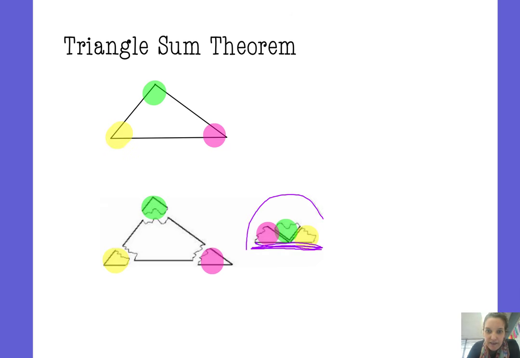How many degrees are there in a straight angle? 180 degrees. So what this proves is if you add the measures of these 3 angles, the pink angle, the yellow angle, and the green angle, if you add the 3 angles of a triangle together, they will always add up to 180 degrees. So the sum of the angles of a triangle will always be 180 degrees.